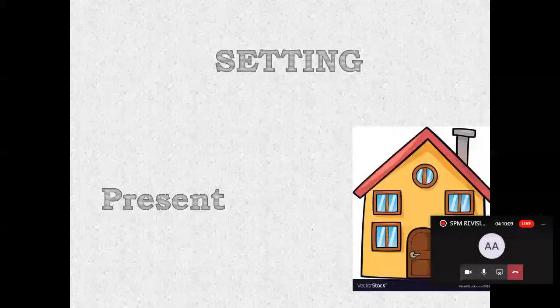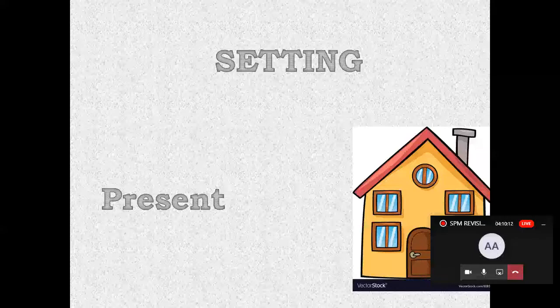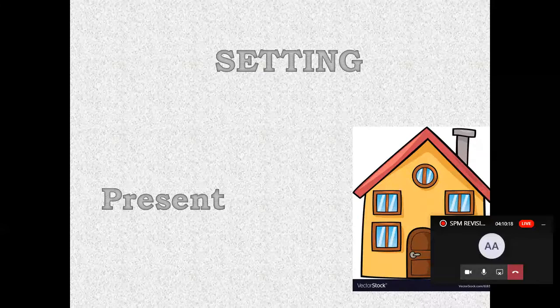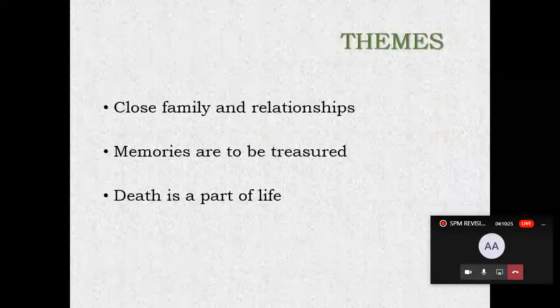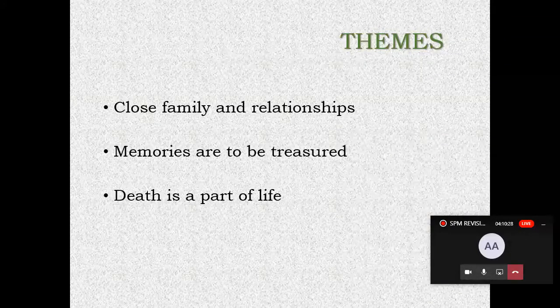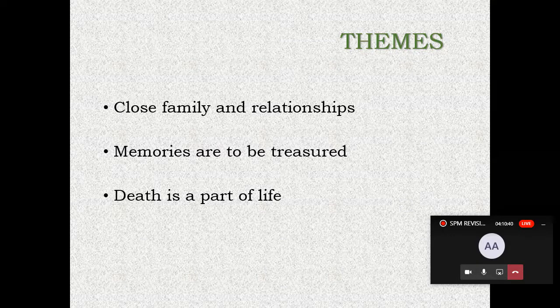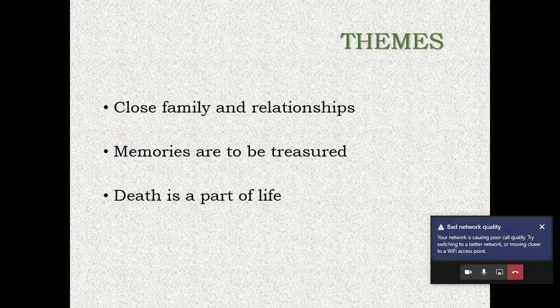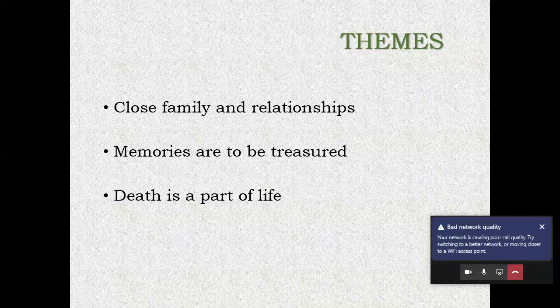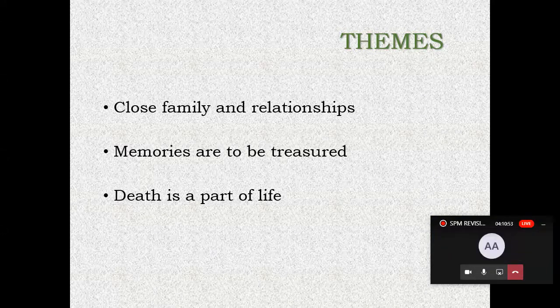The setting for this is actually not in the past, not at 3 years old. It's actually in the present and in a house. She's writing, recalling her childhood at 3 years old and her grandmother's death. The themes for this are families, memories, and death. When we talk about themes, people think it's such a big word. It's not, it's just the subject. This poem talks about relationships between families, that is a theme. Memories is a theme. It's also death. So these are the themes.